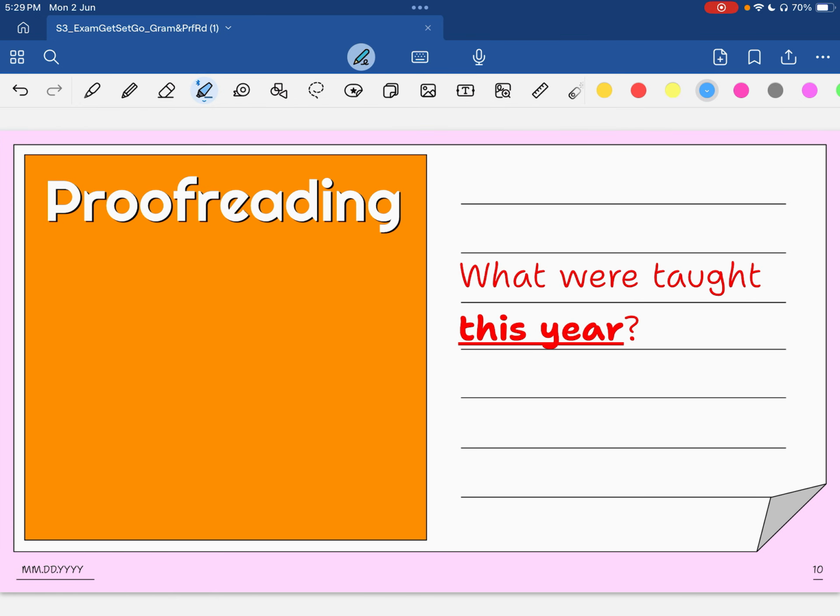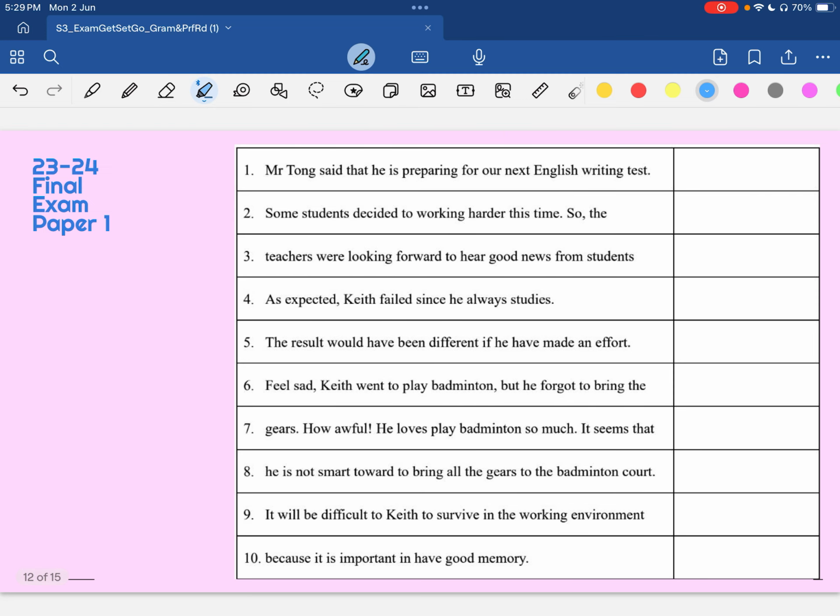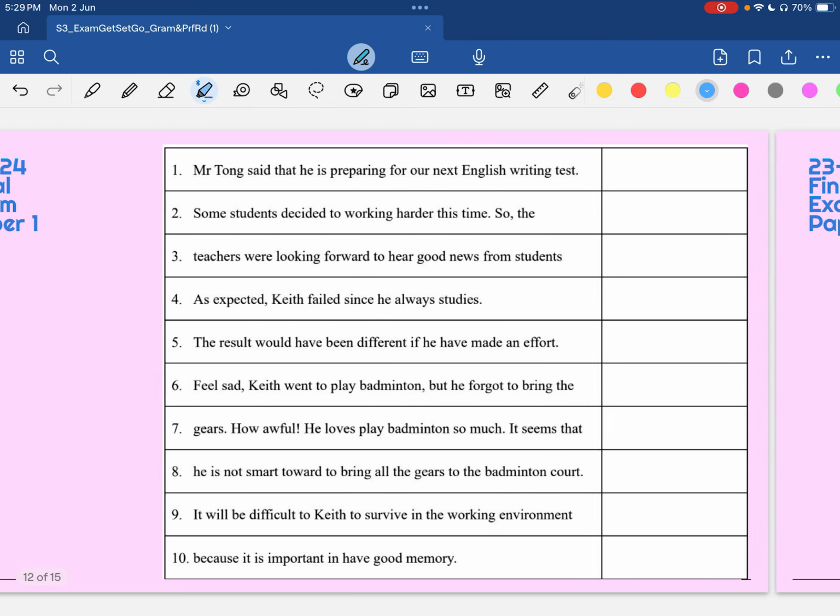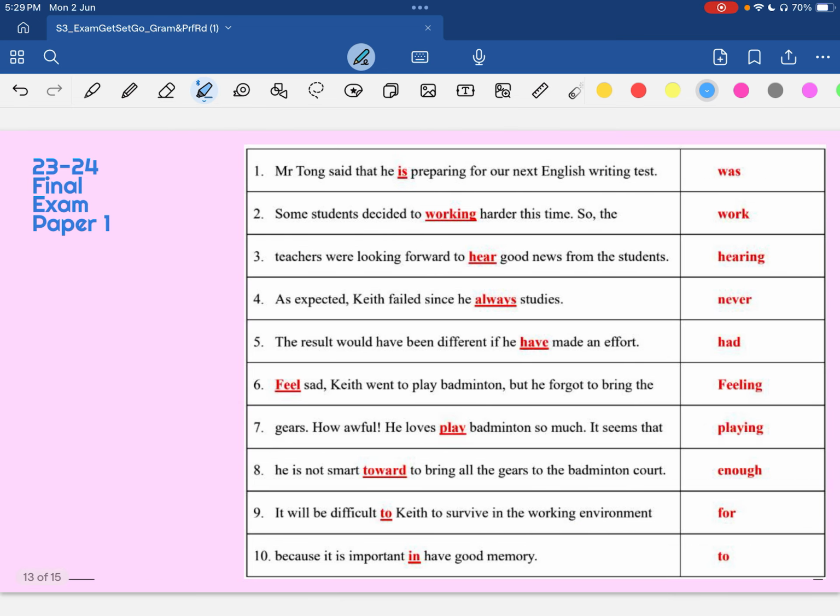For proofreading, ask yourself a question. What were taught this year? Your teacher would try to test whether you have learned well this year. For example, this one is last year's proofreading part. So if we look at the answers like this, then you can see that actually we are just testing you on what you were taught. For example, the first one said that. What does that mean? It was testing your reported speech.